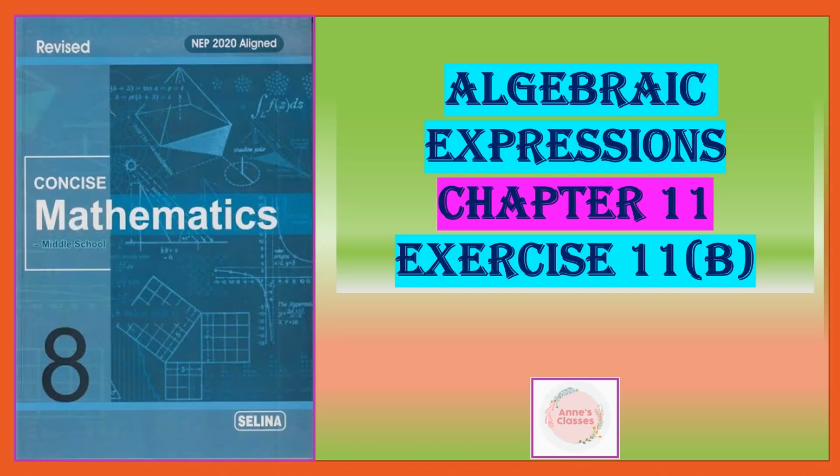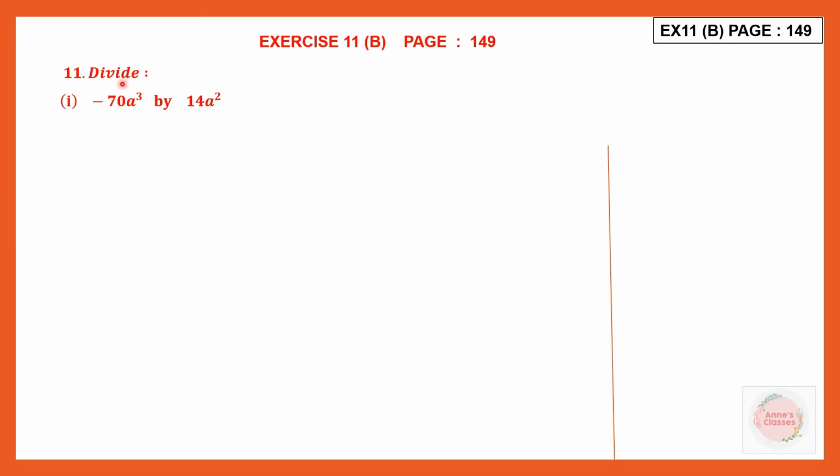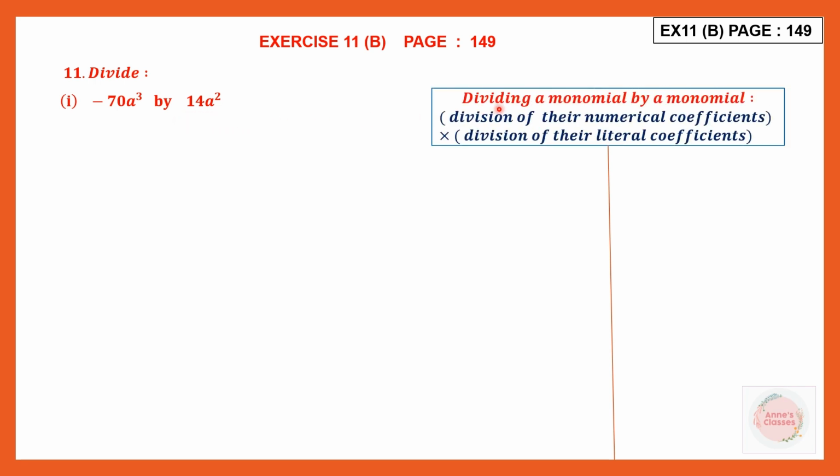Today we are doing algebraic expressions, chapter 11, exercise 11b. On divide, here we have a monomial to be divided by another monomial. Now how do we do division of a monomial by a monomial? When you divide a monomial by a monomial, first we have to do division of the numerical coefficients. That means divide the numbers alone first and then multiply with the division of the literal coefficients.